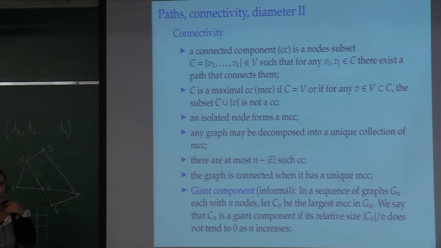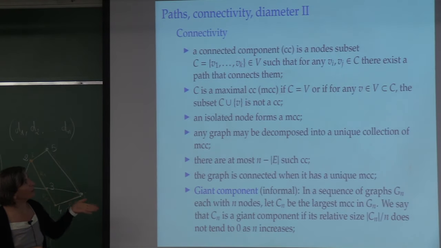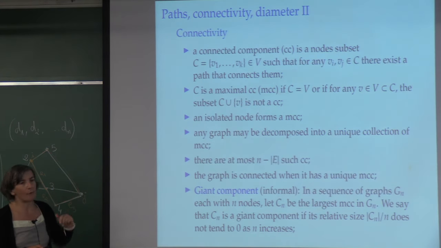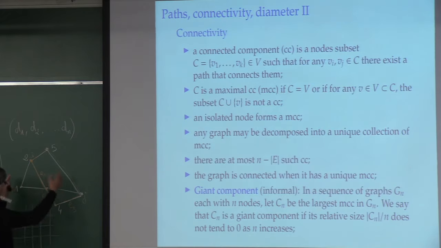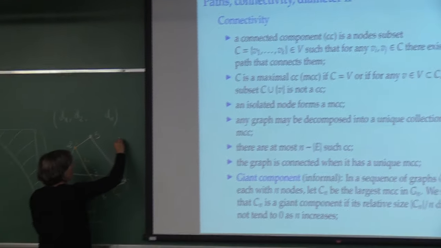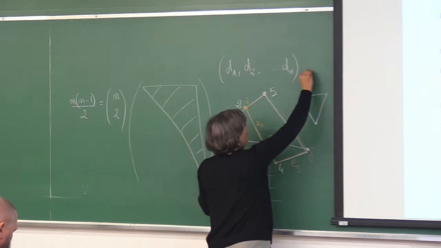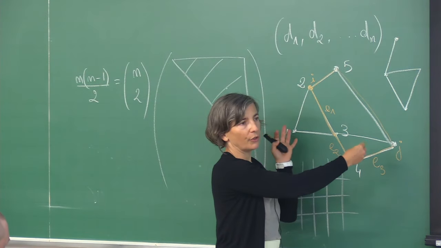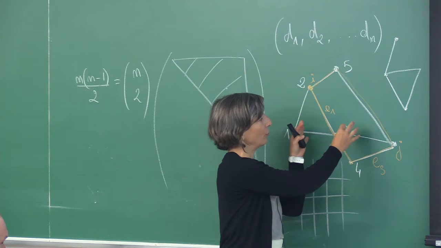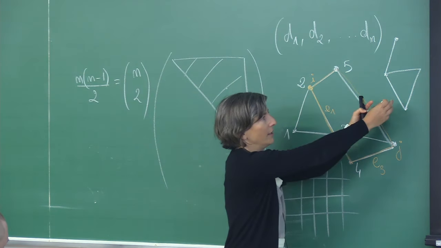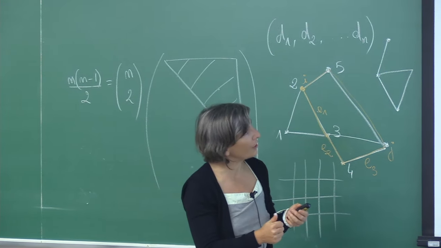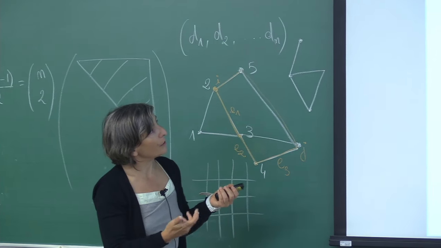Okay. Connectivity is defined through paths. So a connected component, which I will abbreviate CC, is a node subset such that for any two nodes in that subset, you have a path that connects them. For instance, this is a connected component, but if my graph also adds this, so this is a graph, okay, and this has two connected components, because anytime I take two nodes here, I can draw a path between them, and here the same, but not between the two of them.